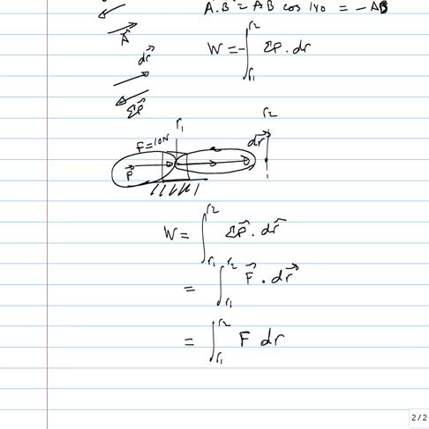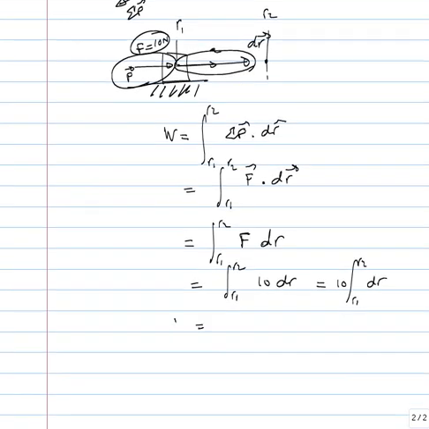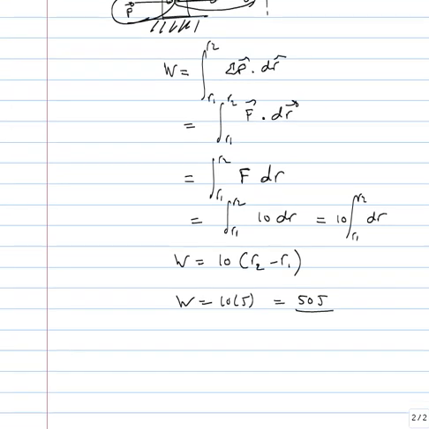If F is given to us as 10 Newton, it's a constant. Therefore we have 10 dr. We can take 10 out of the integral from R1 to R2, and we end up with work is equal to 10 times the change of position, R2 minus R1. Therefore if we move by, say, 5 meters, then the work will be 10 times 5, which is equal to 50 joules.